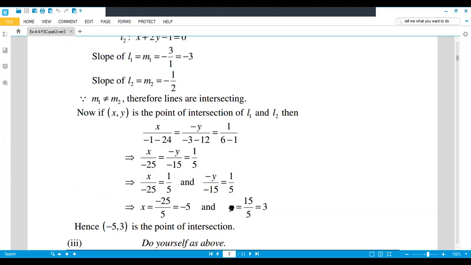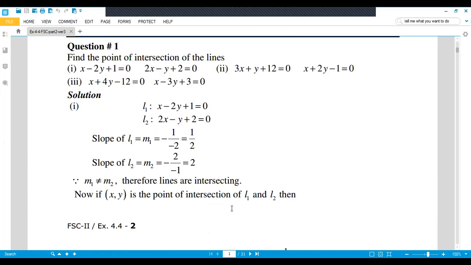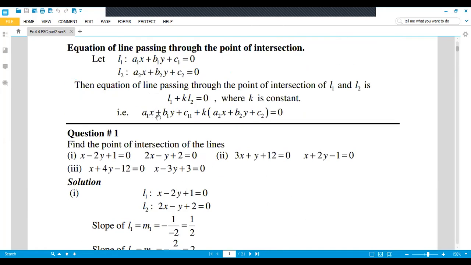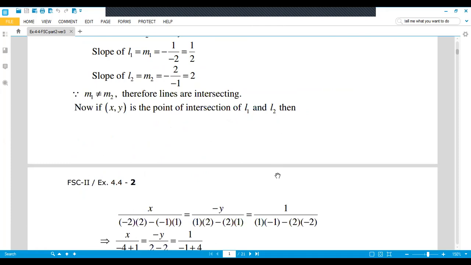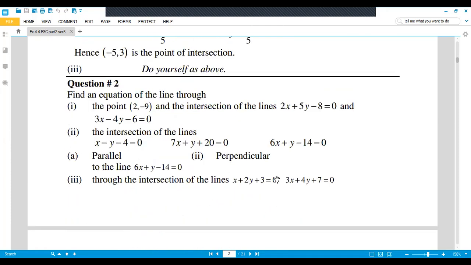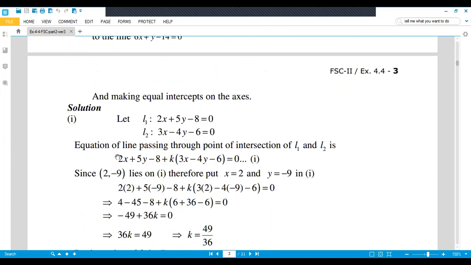So with the help of this formula, a1x plus b1y plus c1 and then plus k times a2x plus b2y plus c2. So with the help of this formula we have to solve. So first equation of line plus k, second equation of line equal to 0. So this is equation number 1.